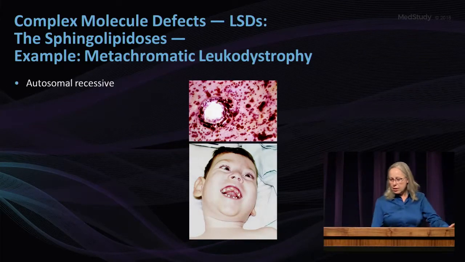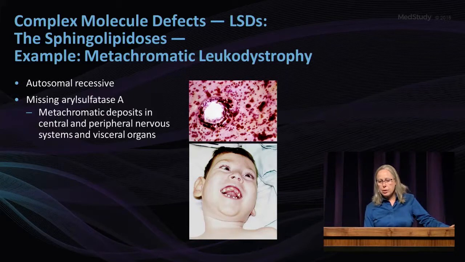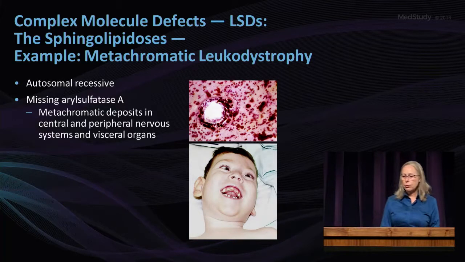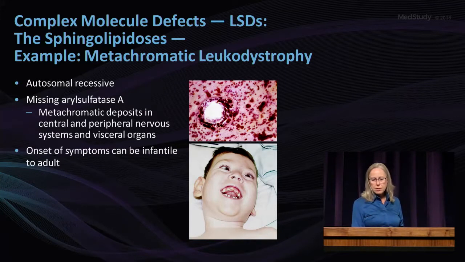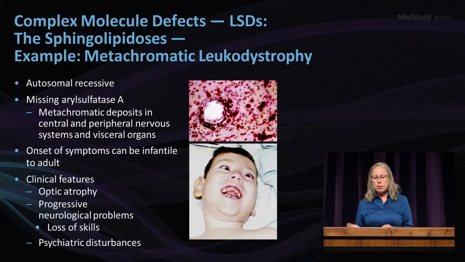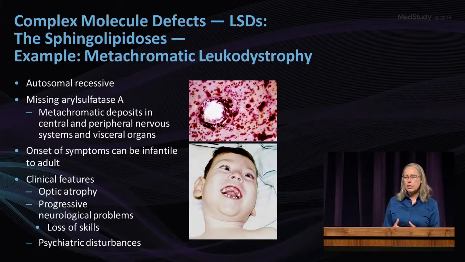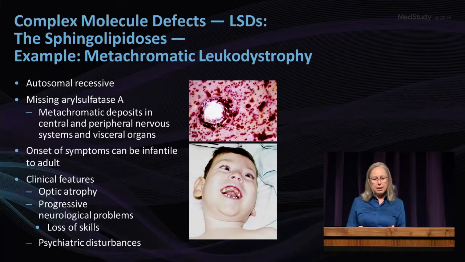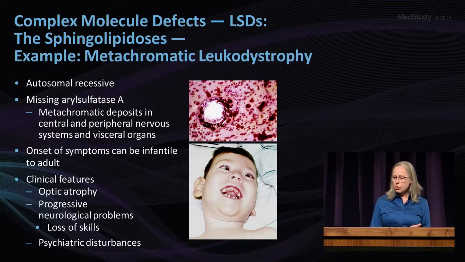Metachromatic leukodystrophy is autosomal recessive. You're missing your aryl sulfatase A, and you get metachromatic deposits in the central and peripheral nervous systems and the visceral organs. Onset of symptoms can be infantile to adult. You get optic atrophy, progressive neurologic problems with loss of skills. So anytime you see developmental regression, that's bad. And then psychiatric disturbances.